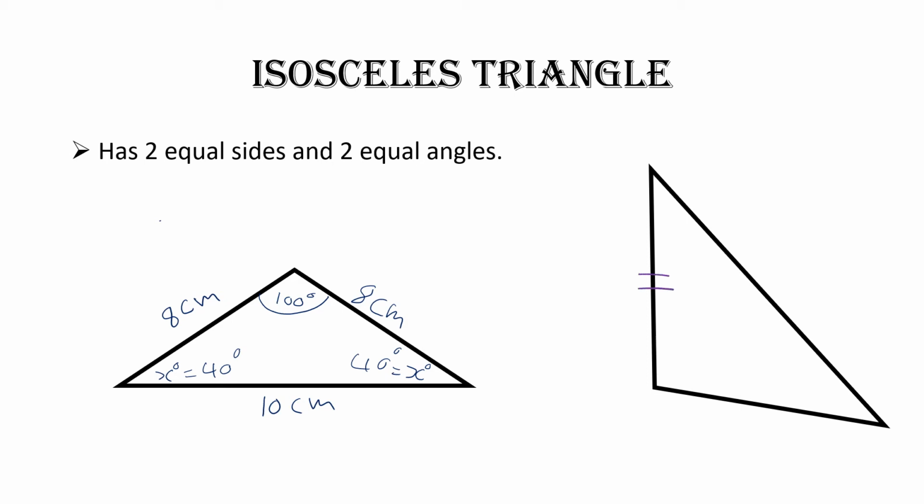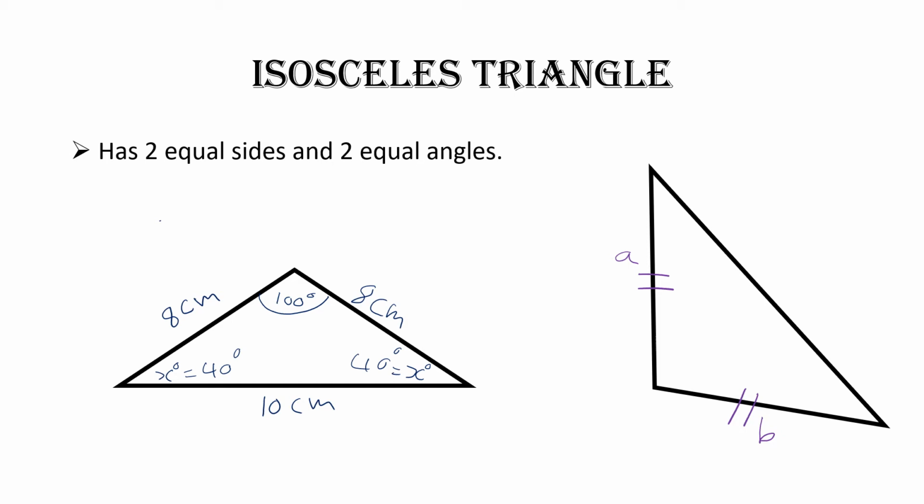So if you see two dashes here, and you also see two dashes here, then this tells you that this line segment here, let's call it A for now, and let's call this one B, so line segment A and line segment B are equal. Why so? Because they have two equal dashes.